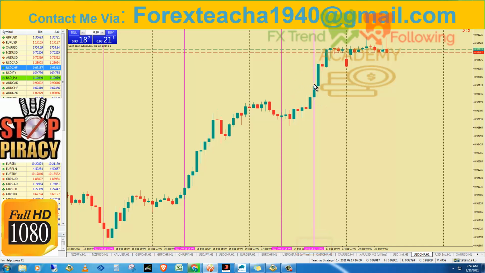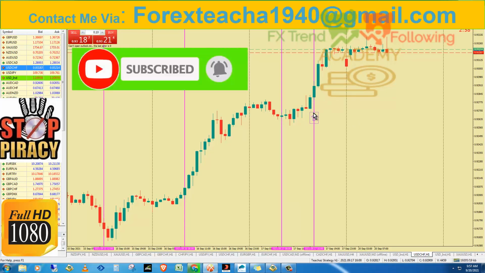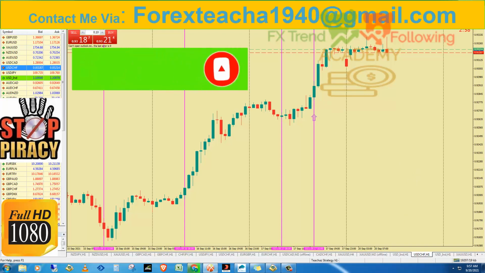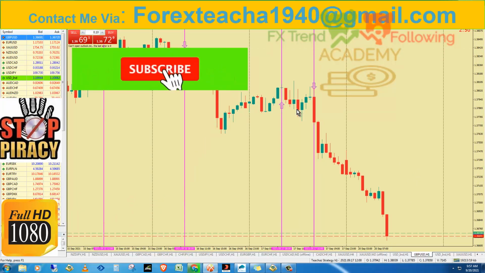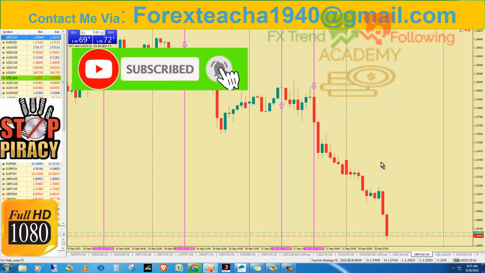This one also had no drawdown, and this was a buy signal, since this is USDCHF. I'm also going to explain why I'm saying this was going to be a buy signal, and why I'm saying GBPUSD is the sell signal at the same time. All right, so let's get to it.